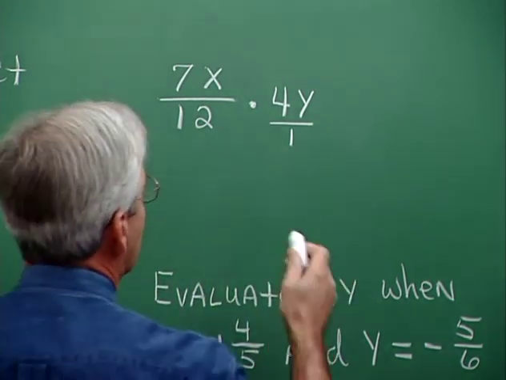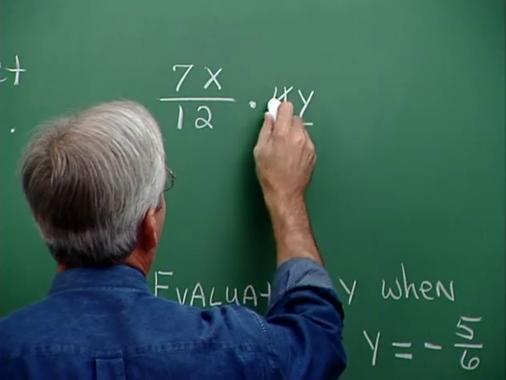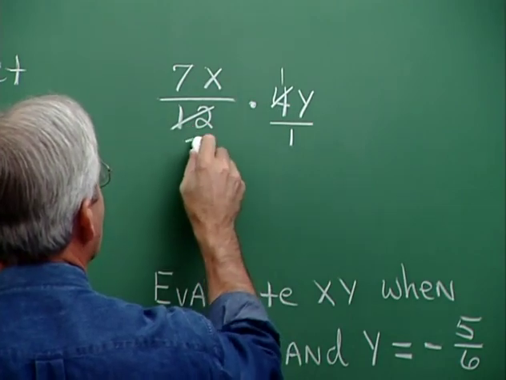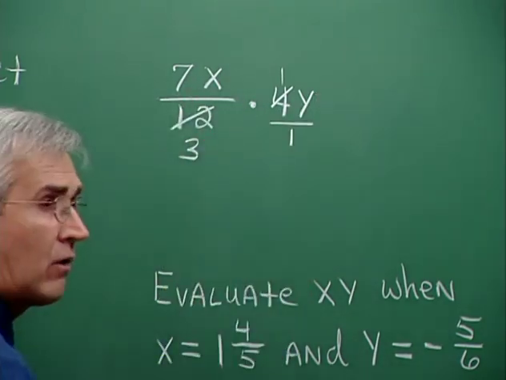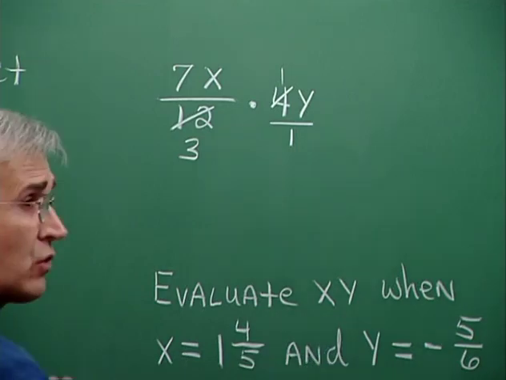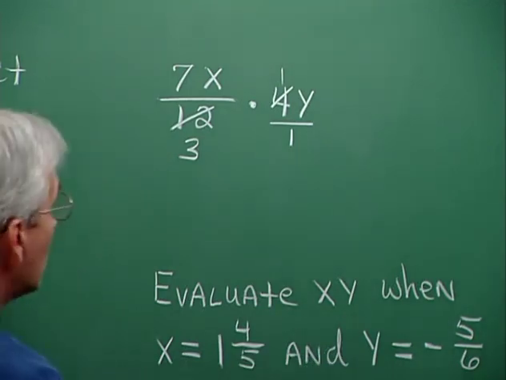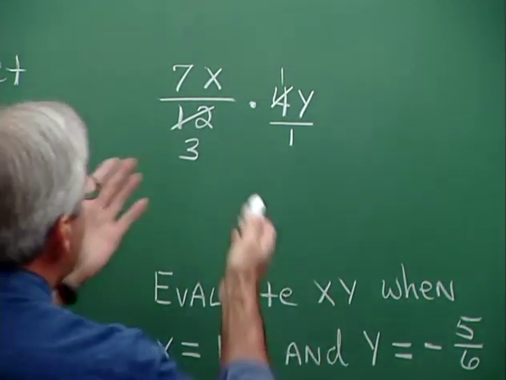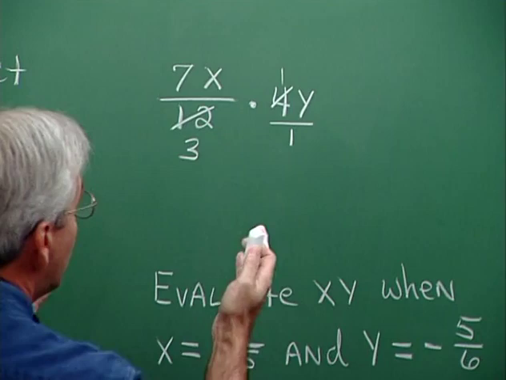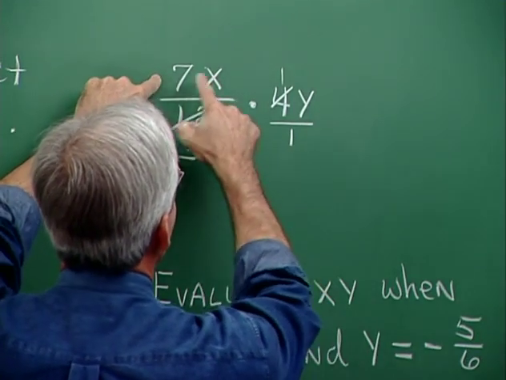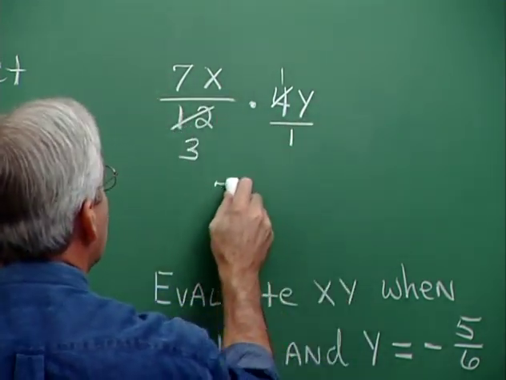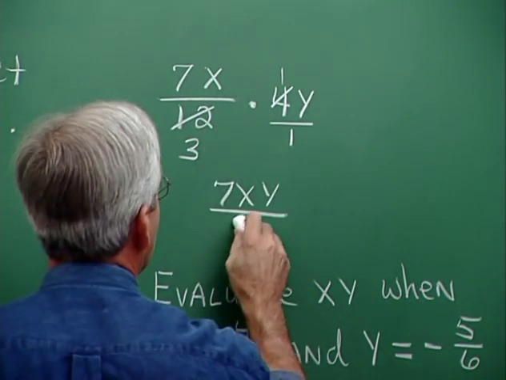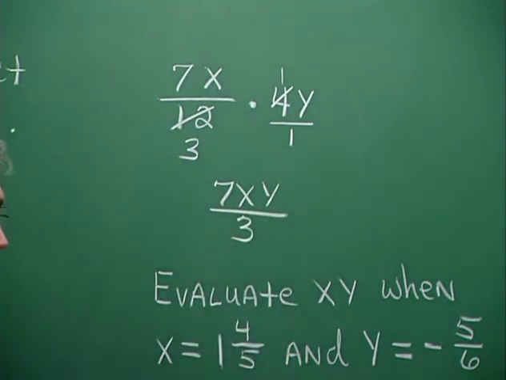Now, we're looking for cancellation opportunities, and I'm thinking about the 4 and the 12 here. 4 into 4 goes 1. 4 into 12 goes 3. And now we just multiply straight across. And don't let the letters trick you. Letters stand for numbers, and when letters are next to numbers, it means to multiply, and that's all there is to it. We don't have any cancellation opportunities here involving the letters, but no matter, we just carry them along. 7 times x times y is 7xy for the numerator. And in the denominator, 3 times 1 is 3. So this becomes our answer.